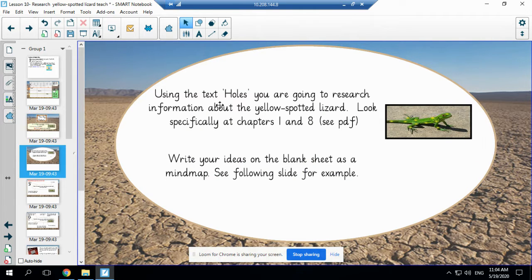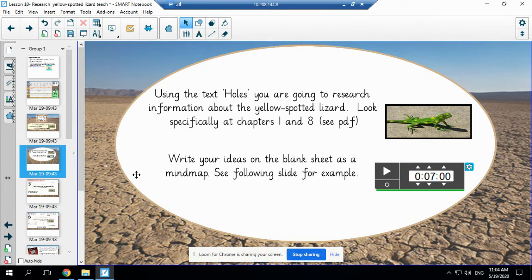So we are going to use the text Holes to research information about the yellow-spotted lizard. That will provide us with facts and ideas, which will inform our piece of writing later on in the week. To do this, we're going to look specifically at chapters 1 and 8. We have included these chapters on the website as PDFs for you to have a read through if you do not have the book.